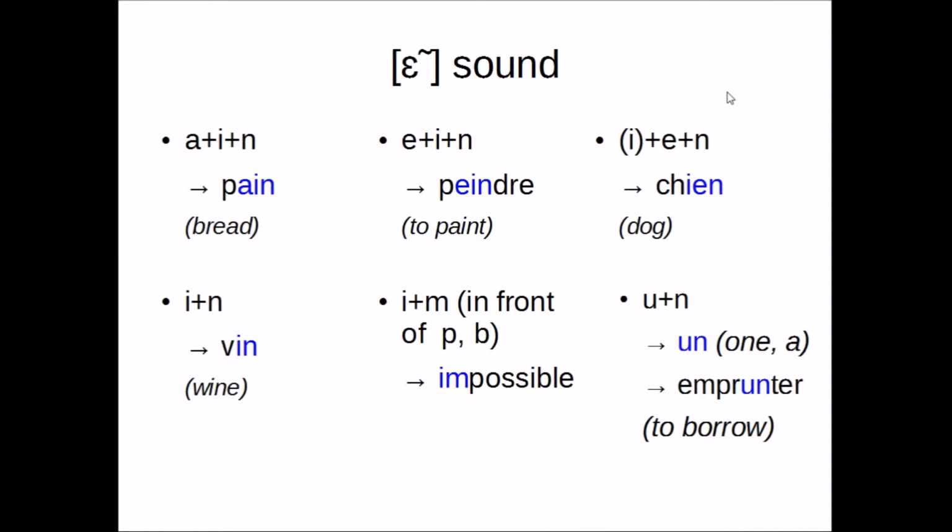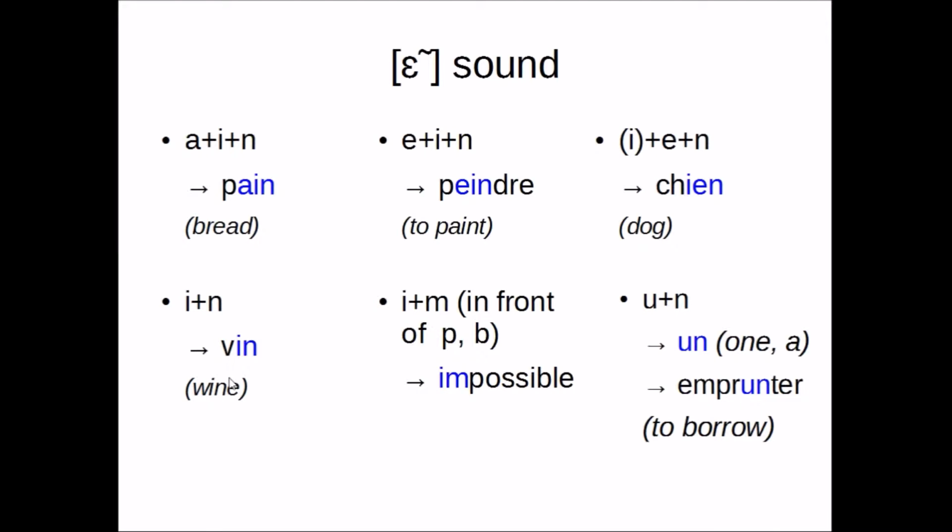Alright, so for example, if you have an A followed by an I and an N, you would say "un", as in the word pain, so it means bread. It's the same sound for an E and an I and an N, so peindre, to paint. It's the same sound for an E followed by an N, so as in chien. Again, it's the same if you have an I followed by an N, so as in vin, wine.